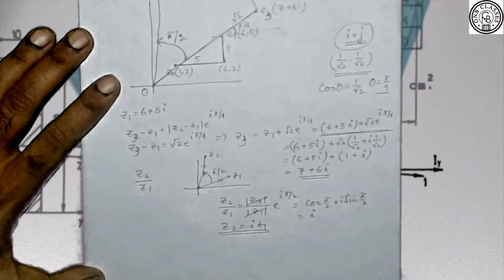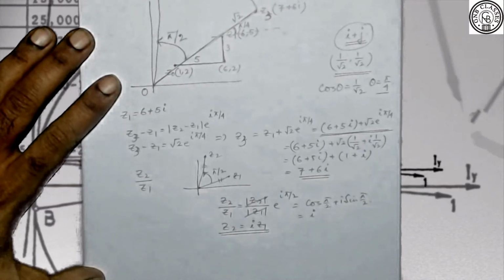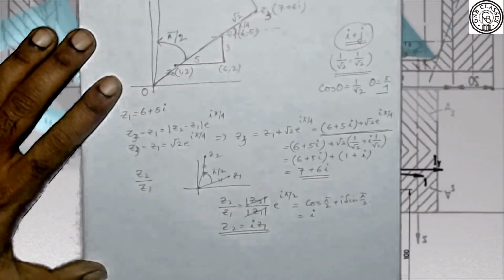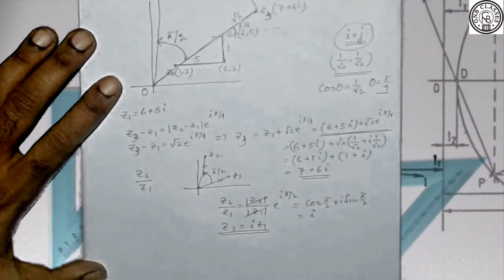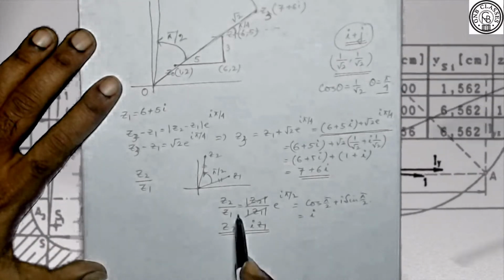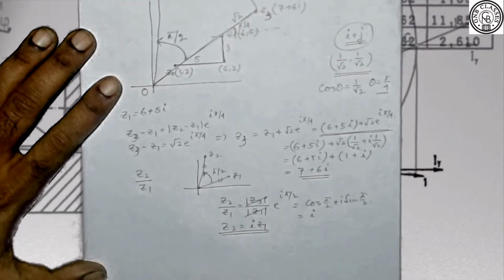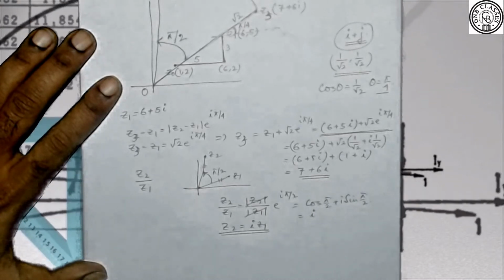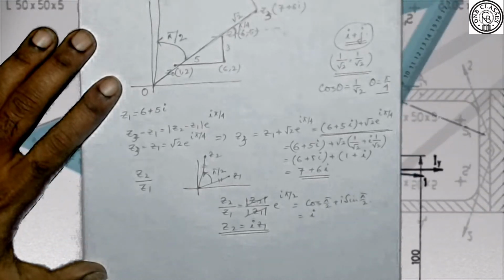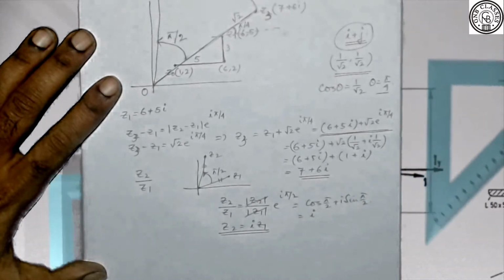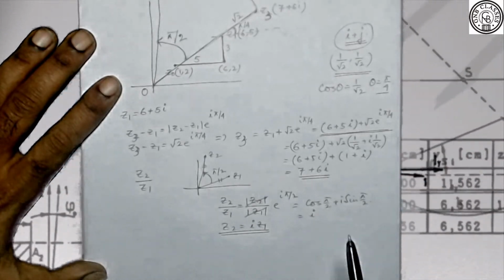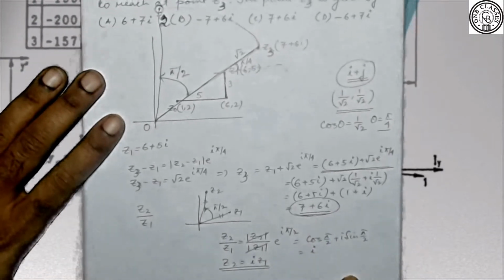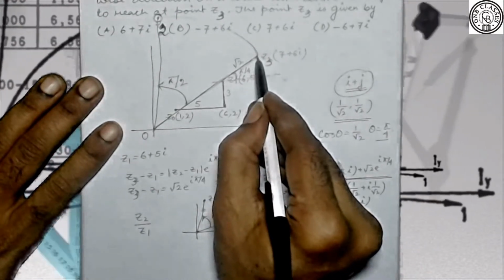That is exactly what I taught you: whenever a complex number is multiplied with iota, the position vector of the new point moves in the anti-clockwise direction by pi by 2, that is 90 degrees. Simply, the initial position multiplied with iota gives you the new position. Is it clear? Now we got 7 plus 6 iota, which is basically the position of Z3.